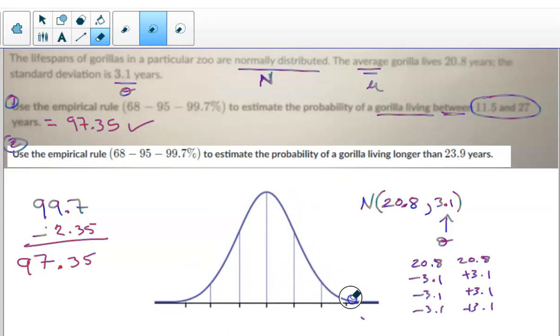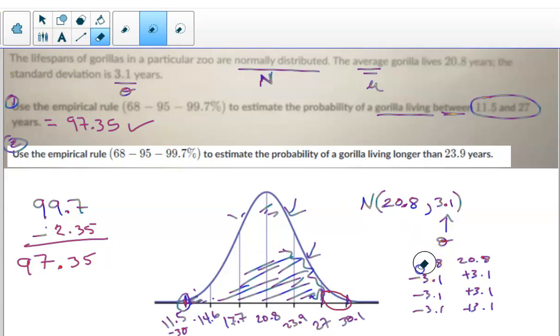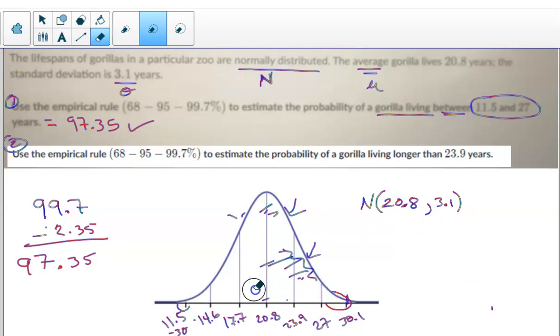Let's do it again. I'm going to keep the same values on the bottom.